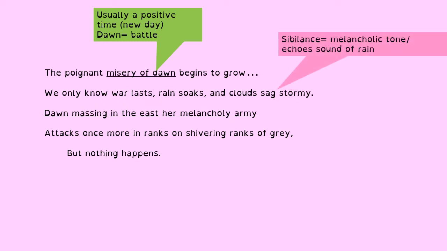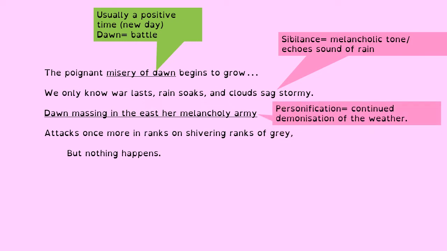The sibilance of "war lasts, rain soaks and clouds sag stormy" just adds to this incredibly melancholic tone, and it also echoes the sound of rain as well, because that's what's being described in this particular stanza. Dawn massing in the east her melancholy army. So this again is personification of the weather, and dawn specifically this time, talking about how she's amassing her rain, which is her melancholy army, but also this shows how demonized the weather is, that it feels like dawn is rising in order to attack the soldiers.